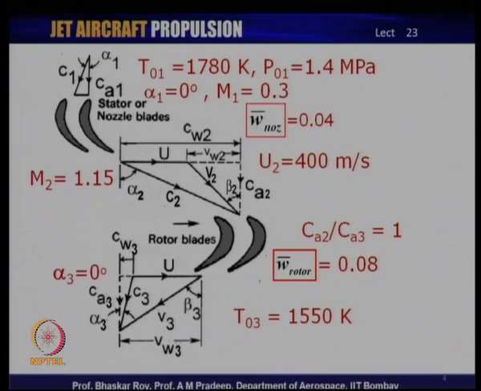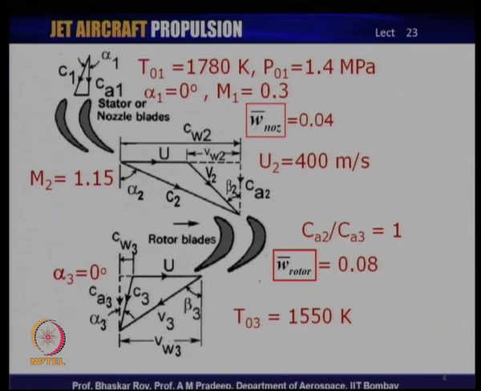The other thing that is prescribed is the axial velocity ratio across the rotor. You can see C A 2 and C A 3 in the velocity diagram here, and that ratio is prescribed as 1 in this problem statement. Also prescribed is that the exit absolute flow angle alpha 3 is 0. This is similar to the entry absolute flow angle.